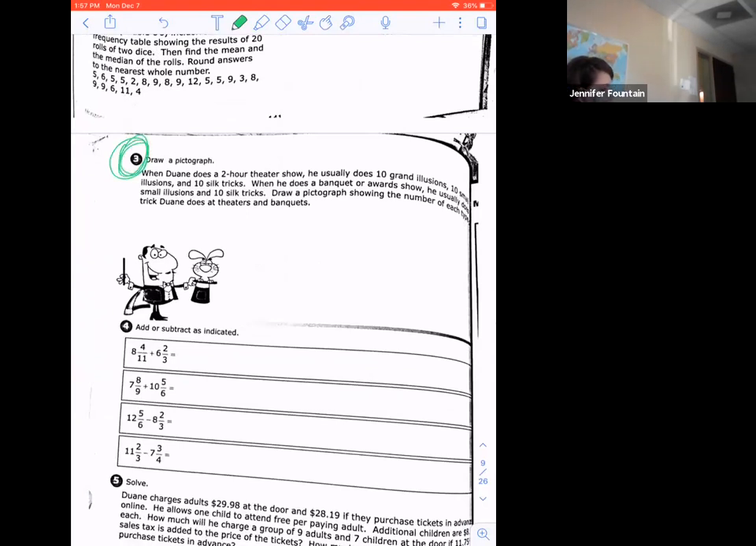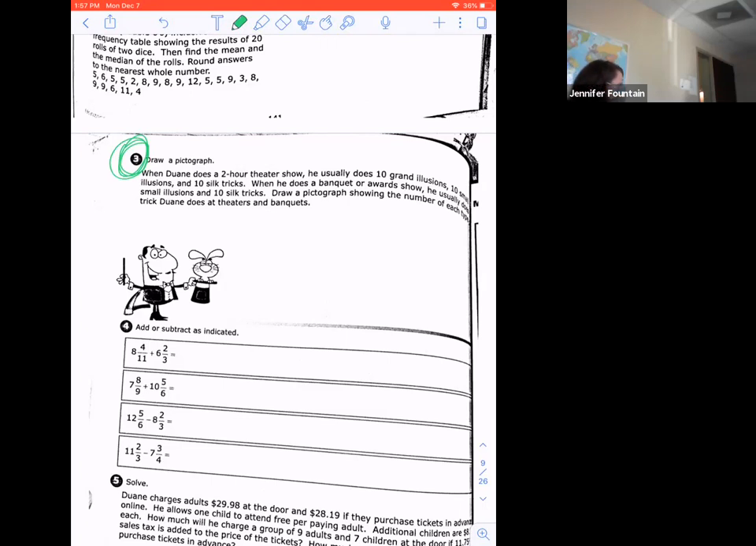When Dwayne does a 2-hour theater show, he usually does 10 grand illusions, 10 small illusions, and 10 silk tricks. When he does a banquet or award show, he usually does 12 small illusions and 10 silk tricks. Draw a pictograph showing the number of each type of trick Dwayne does at theaters and banquets.